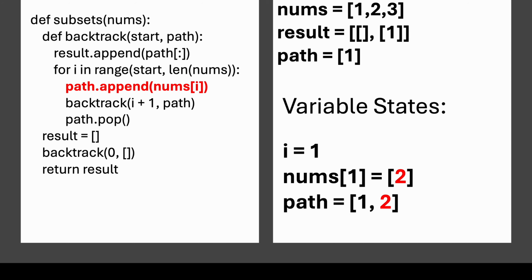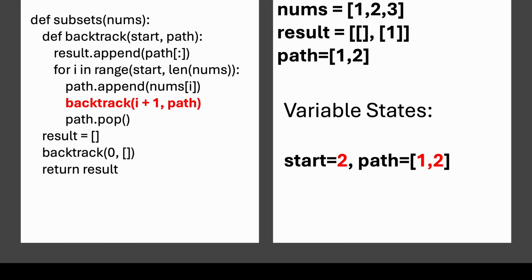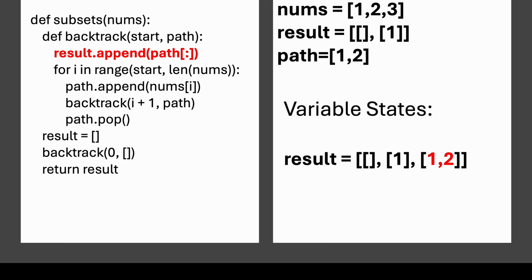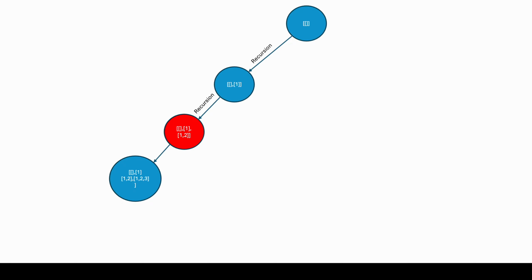Again, we're looping. We're going to append the next value, which would be 2, i being 1, and we're going to do our backtracking again. So now we're at position 2, and we have the path with 1, 2. Now we are back to appending the value of path to results. So we got the empty bracket and 1, 2. And this is where we're at in the recursion, highlighted in red.